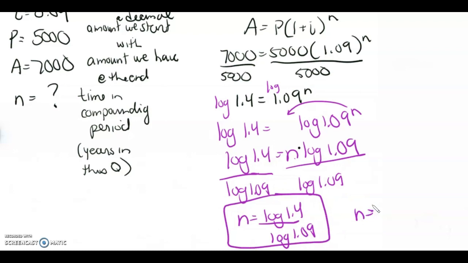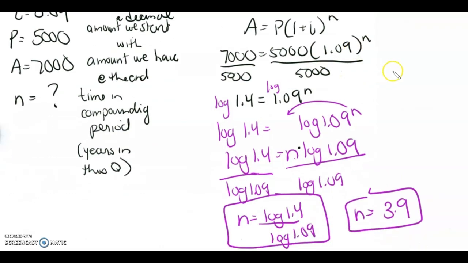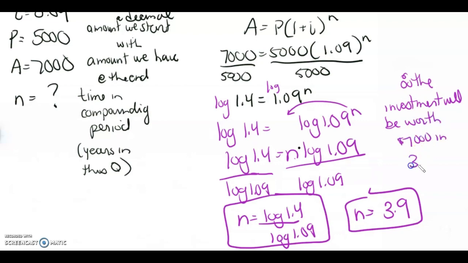If we want to actually know what that means, let's divide that in our calculators, because both of these are base 10, and we get 3.9. In the context of this question, the 3.9 is appropriate. So how long will it take the investment to be worth $7,000? Therefore, the investment will be worth $7,000 in 3.9 years.